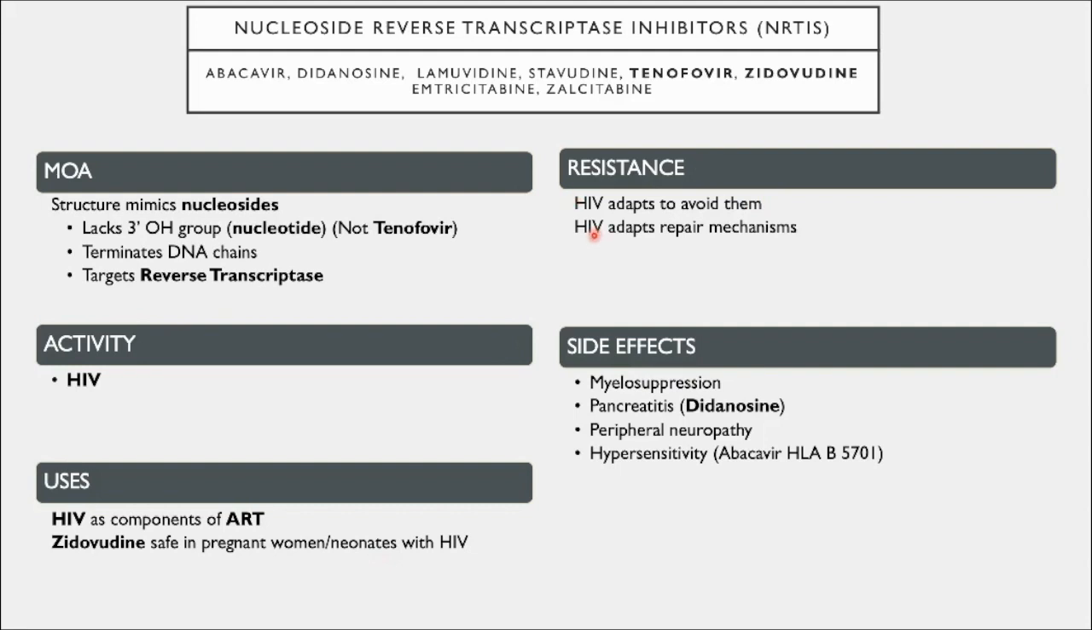HIV is able to adapt against these, and it can produce repair mechanisms, which is why you see resistance in these. So it's really important to play around with these and give multiple drugs so that the HIV has to keep mutating to maintain its protection. And usually when it keeps mutating, it loses some of its protective mutations in the process.